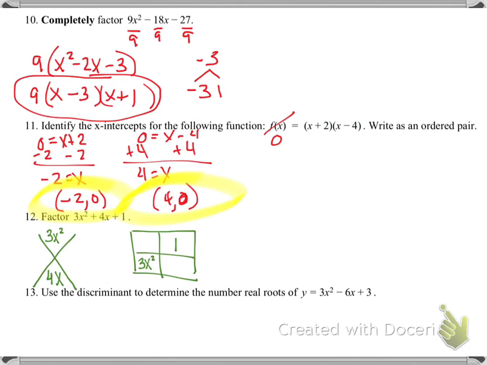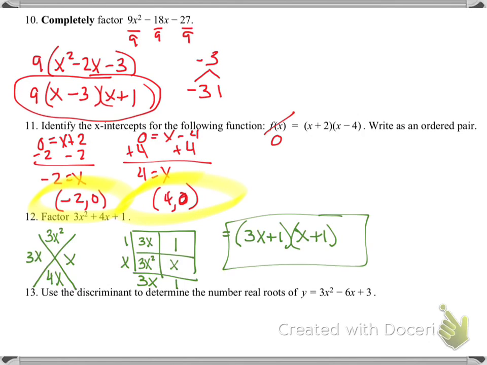Two terms that multiply to a positive 3x squared and add to 4x. I'm thinking that's 3x and x because it's just 3 and 1. And I plug those into this box here and factor out my greatest common factors. Cool. And I check, make sure they all multiply into what they should. And then I have my two factors. 3x plus 1 and x plus 1. And those are my factors.